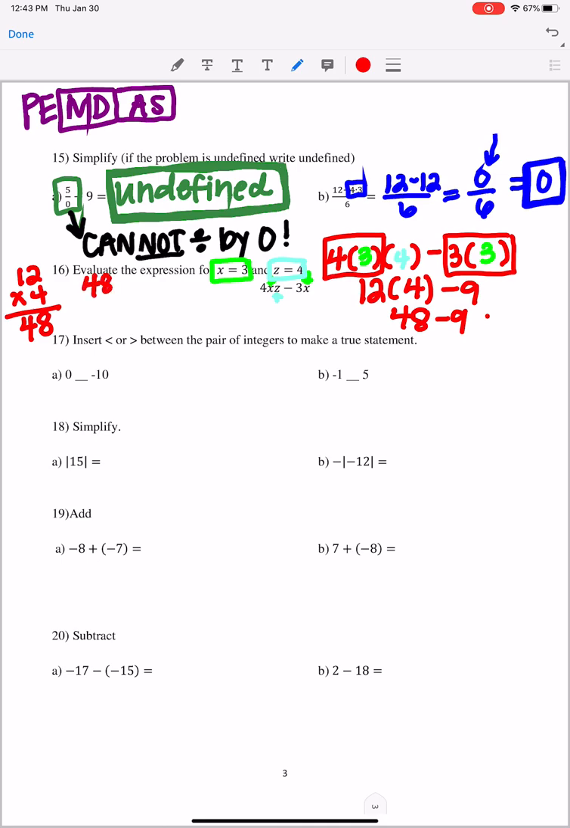And so now we're doing 48 minus 9. You can't do 8 minus 9, so it means I need to borrow from my 4 to make it a 3 and make that 8 into 18. So 18 minus 9 is 9, and 3 minus nothing is 3. So my final answer here is 39.